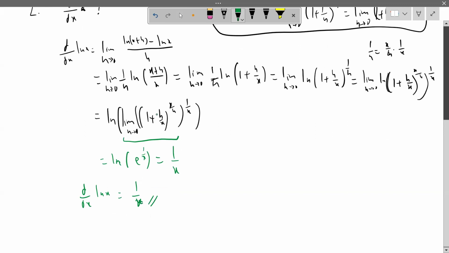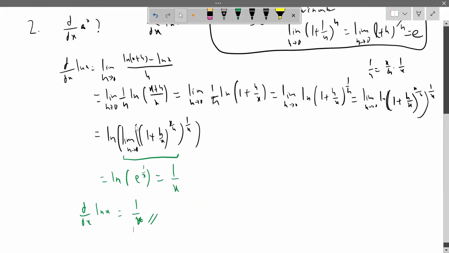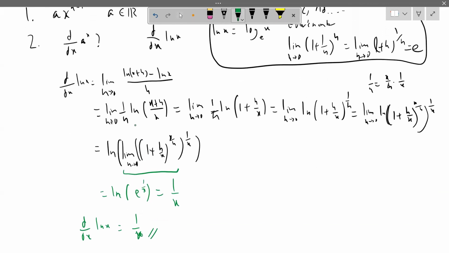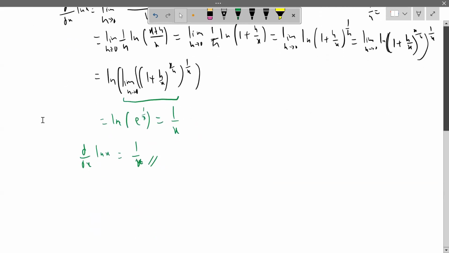Now you might be thinking, how does this relate to the task of finding the derivative of a to the power of x? Well, we can go from here and find the derivative of e to the power of x, which is a special case of this function. So we have this as a result.